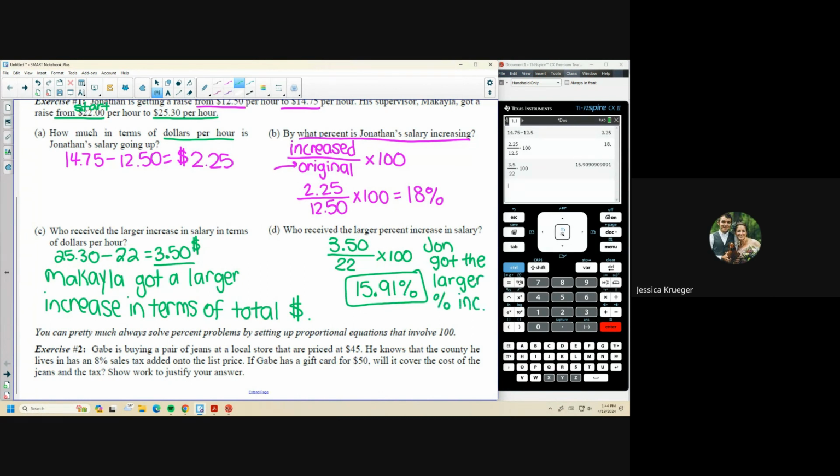Again, because they weren't originally making the same amount, we can't compare strictly dollars to dollars. We have to really consider the amount that their salary was increased, what percent of what they started with was that, okay? So that's just a really quick review with how we find a percent.